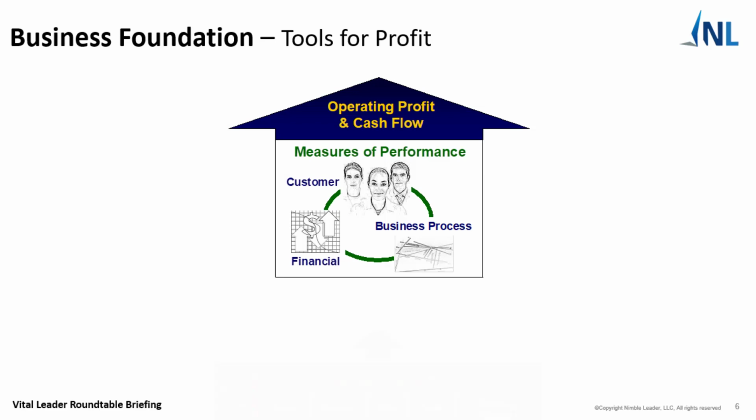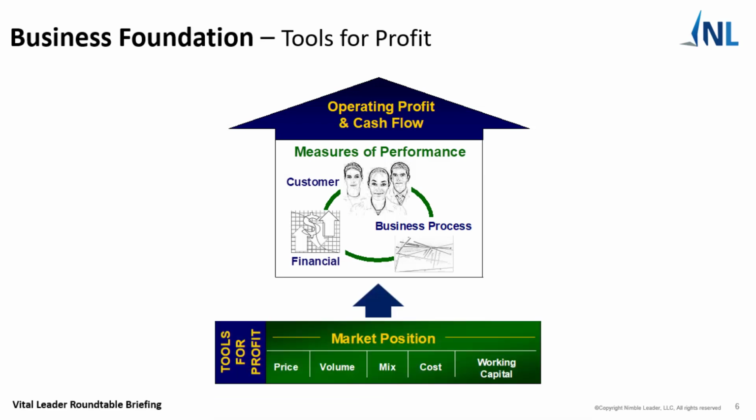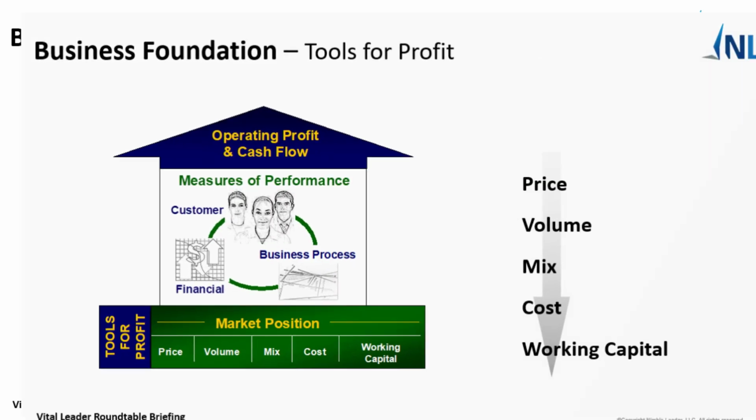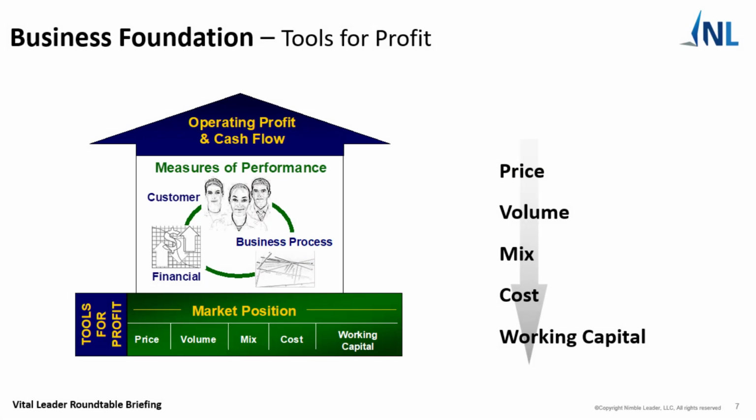And so really that foundation of the tools for profit is really critical so that when those winds come, the team is able to keep their focus on the external marketplace. They don't flinch, they don't blink, they don't cut price unnecessarily. They're trying to manage through very turbulent times. Now when you think about those tools that are available, things like price, volume, mix, cost, working capital, the first among equals is market position. It's what you stand for, your value prop.